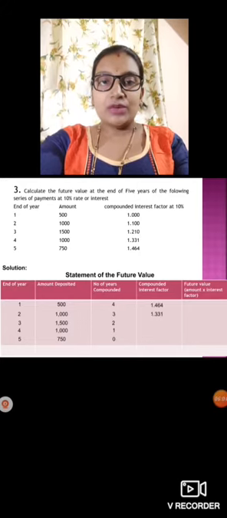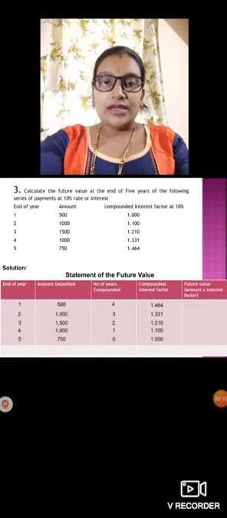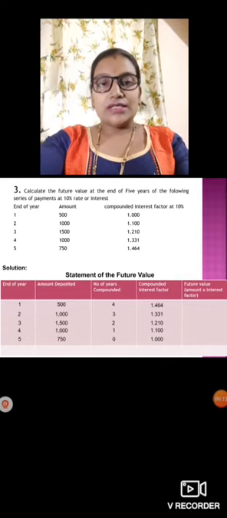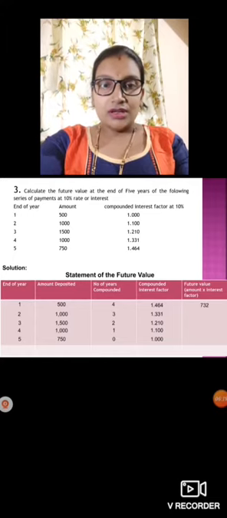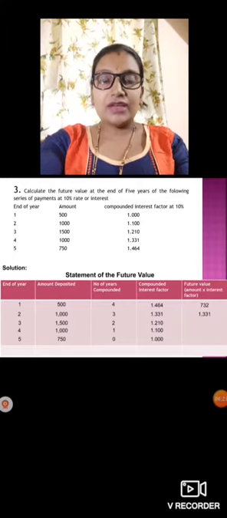Secondly you should write 1.331. Then thirdly 1.210, 1.100 and 1.000. Then future value we should calculate 500 into 1.464. We will get it as 732. Okay. Then 1000 into 1.331. How much we will get? 1331 we will get. Then 1500 into 1.210.